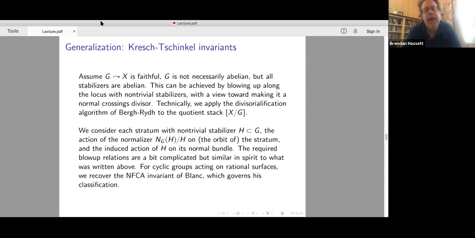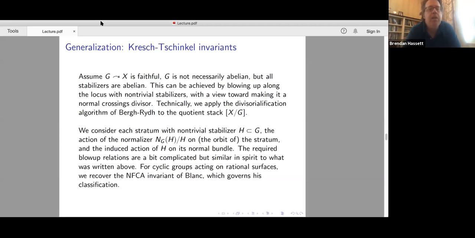So you allow non-trivial stabilizers, and for each of them, you keep track of a number of pieces of data. The first thing that you need to do is you look at the normalizer of that subgroup. That normalizer will act on the stratum or the orbit of the stratum, and so you want to keep track of that. So if you have stabilizer H, then you look at the group G, it pushes things around a bit, and you want to keep track of that action. And you also want to keep track of the action of H on the normal bundle of the relevant stratum.